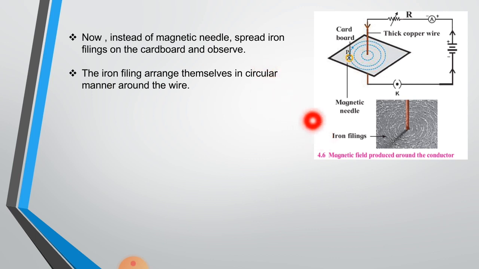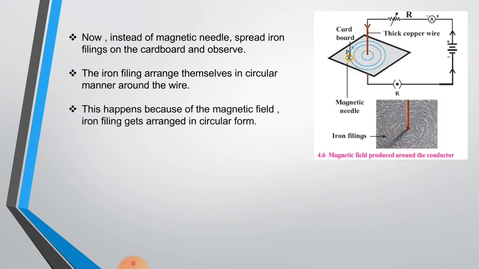So here we have used a magnetic needle. Now here what are we going to use? Iron filings. Okay, the iron filings arrange themselves in a circular manner around the wire. Here you can see it shows a circular path. Okay, this happens because of what? This happens because of the magnetic field. Iron filings get arranged in a circular form. Okay, it will be arranged in a circular manner as shown in the diagram.